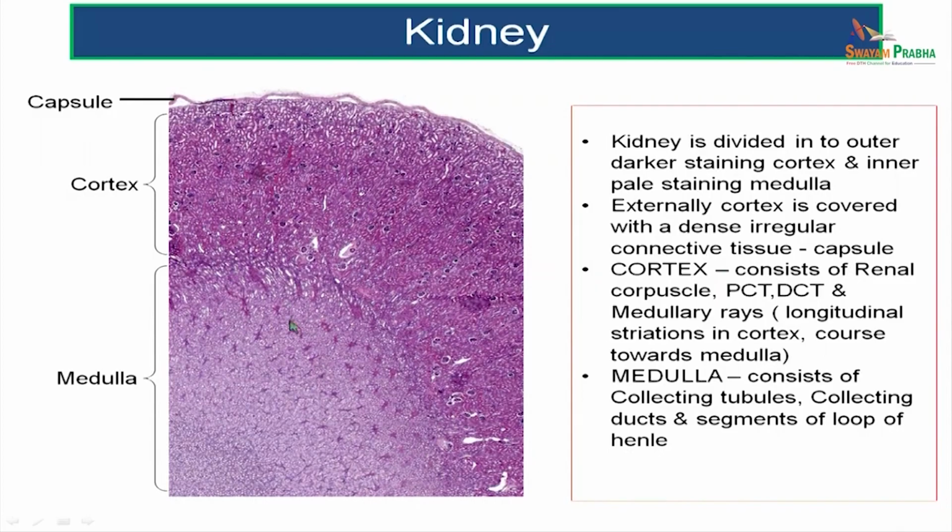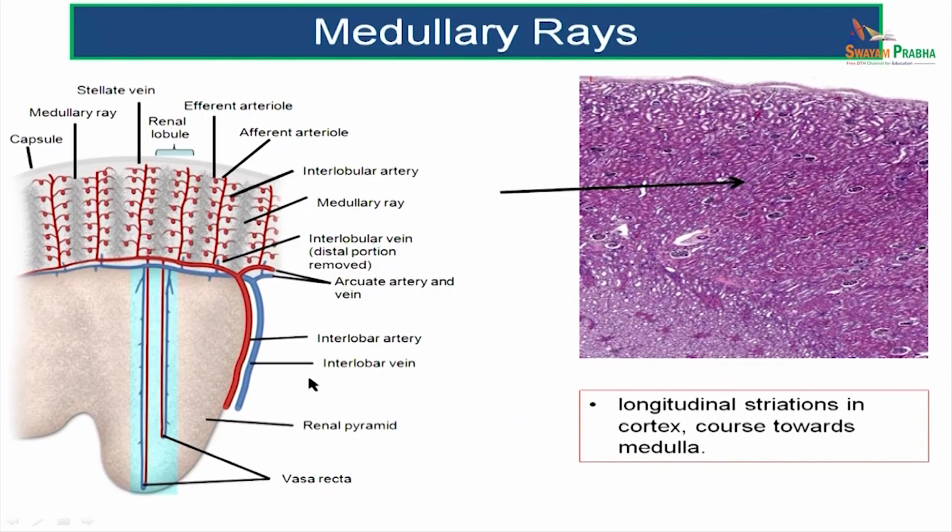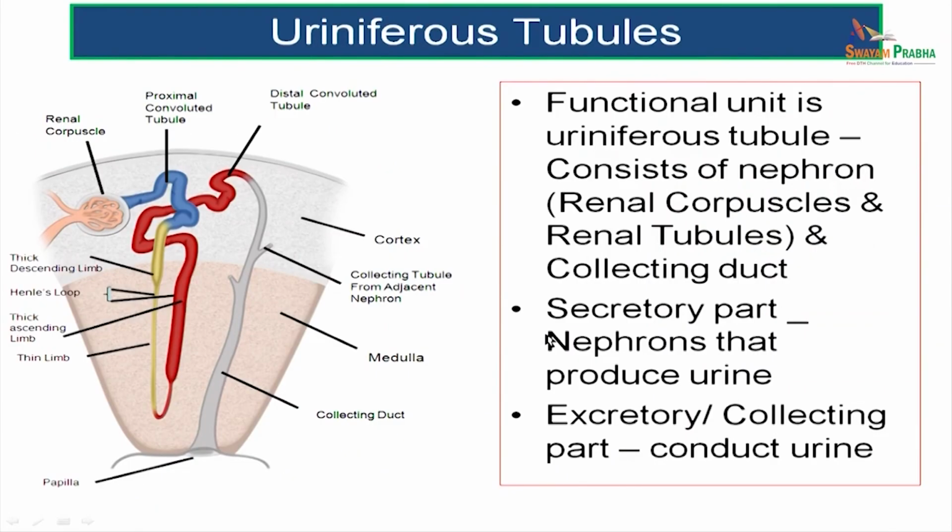This is a low power view of the kidney. Let us look at a slightly enlarged view, that is a high power view of kidney, to look at the medullary rays. So, you can see this is the cortex of kidney where you can see the medullary rays. As I told you, they are longitudinal striations in the cortex which course towards the medulla. I will give the details of medullary rays as we proceed further.